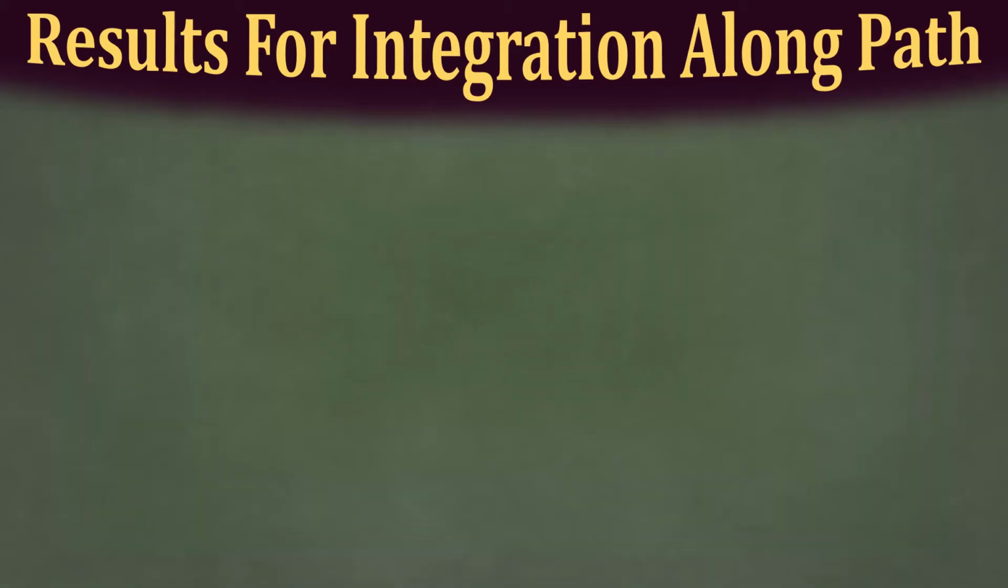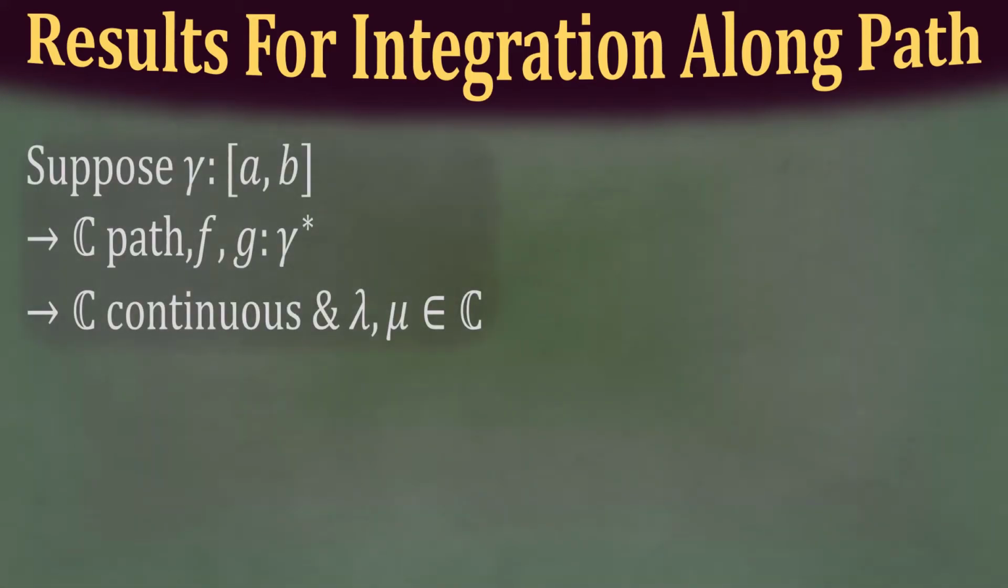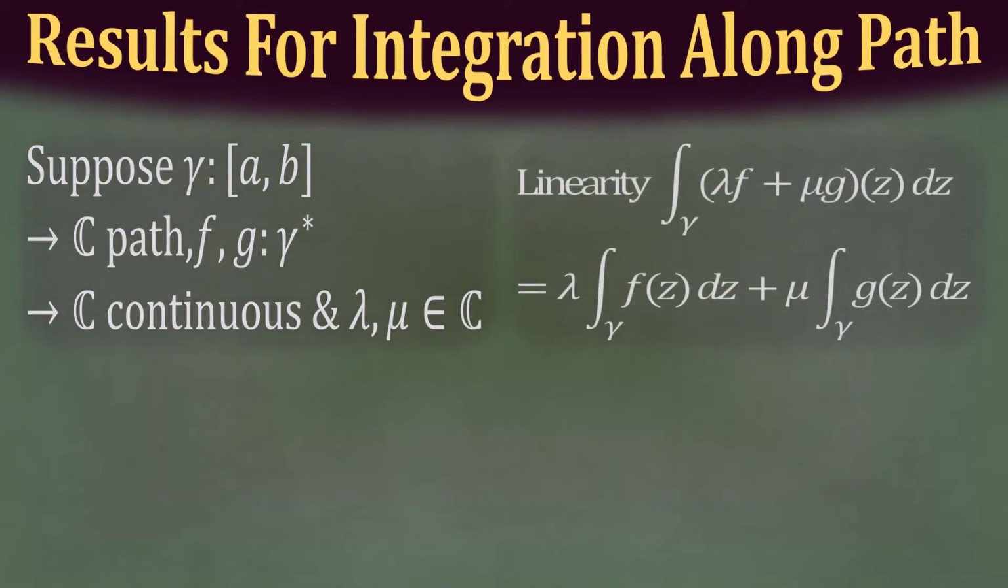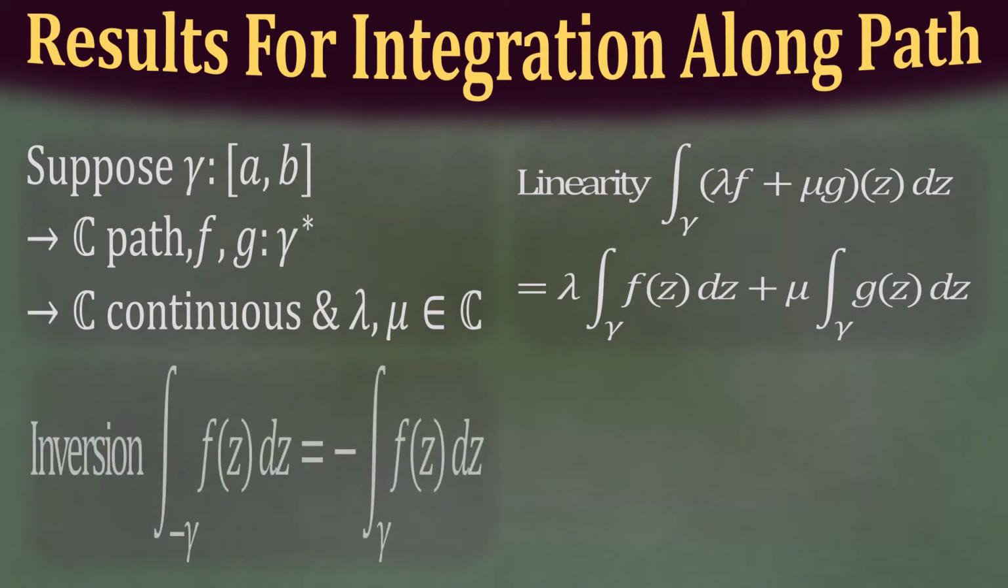Next, let's give some results for integration along a path. Suppose that γ from [a, b] to the complex numbers is a path, that f and g from γ* to the complex numbers are continuous, and that λ and μ are complex numbers. We have the linearity property that the integral over γ of (λf + μg)(z) dz is equal to λ times the integral over γ of f(z) dz plus μ times the integral over γ of g(z) dz. We also have the inversion property that the integral over −γ of f(z) dz is equal to minus the integral over γ of f(z) dz.